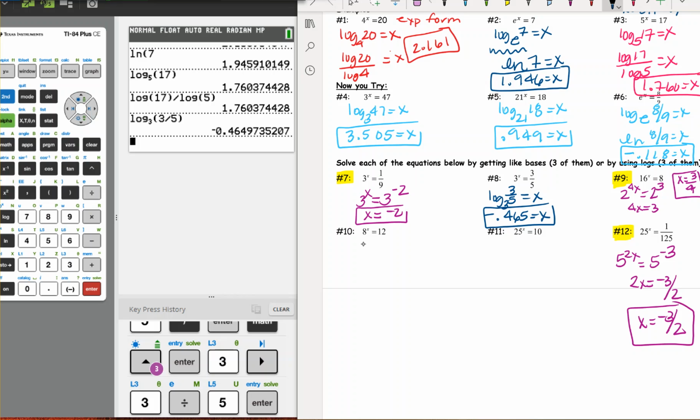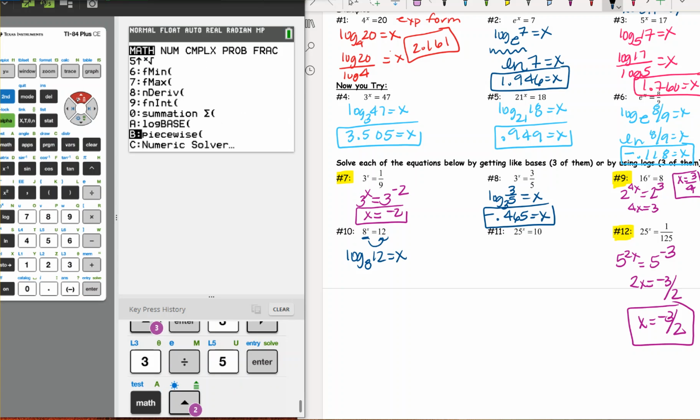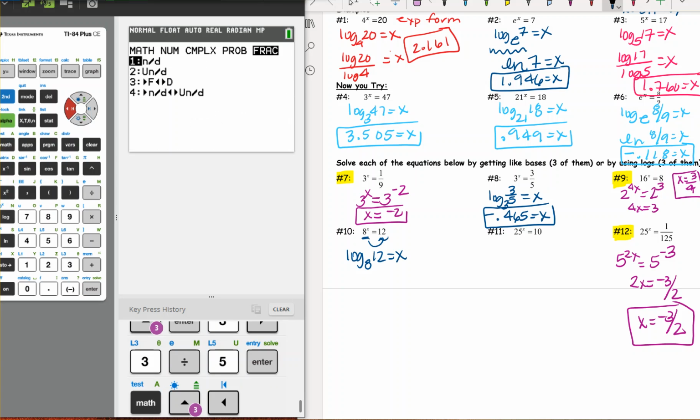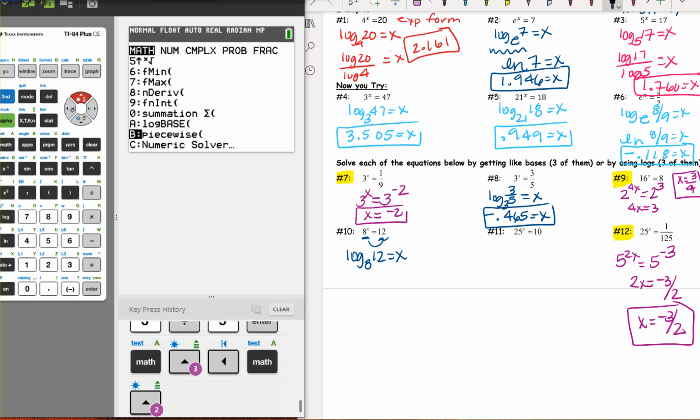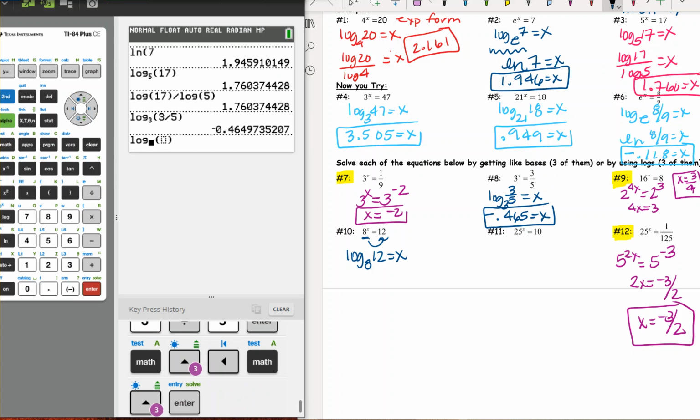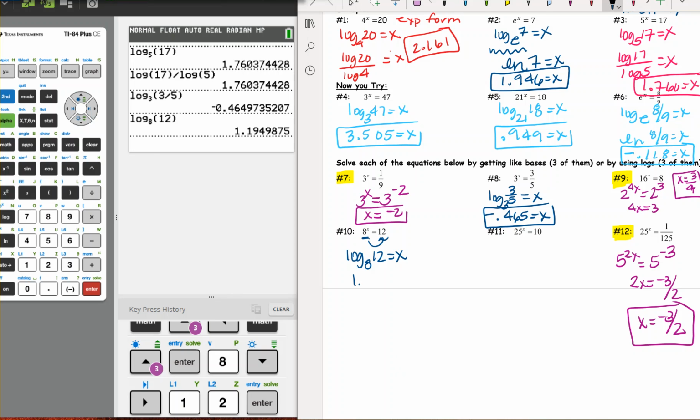Okay, same thing on 10. 8 and 12 are not powers of the same number. So in order to solve for that exponent, I'm going to have log base 8 of 12 equals my exponent. And then I'm going to go back to my log button. Okay, there's my log button. Base 8 of 12 equals, so I get 1.195.